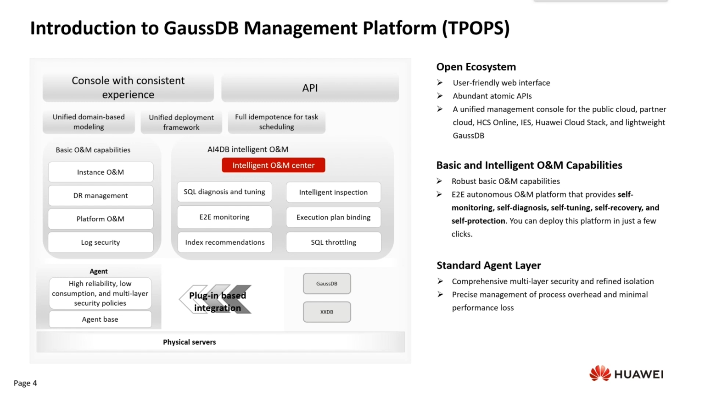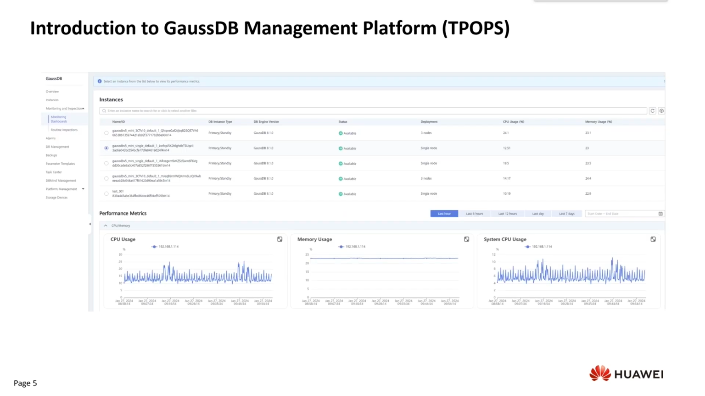Unified domain-based modeling, unified deployment framework, and full idempotence. For task scheduling, ensure highly reliable delivery of O&M tasks. The top layer is the open ecosystem layer, which provides a user-friendly web interface and various O&M apps for interconnection with third-party platforms, making a unified management console for the public cloud, partner cloud, HCS Online, IES, Huawei Cloud Stack, and lightweight GaussDB.